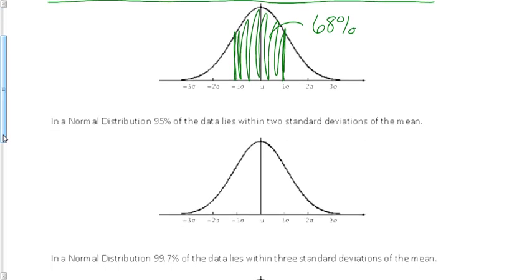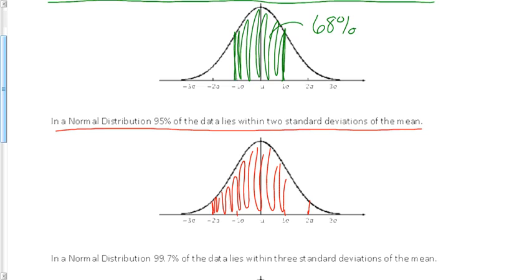Okay, the next number in the rule is 95. 95% of the normal distribution lies within 2 standard deviations of the mean. So if I went out 2 standard deviations in each direction, 2 up and 2 down, this part right here will cover 95% of all people, or of all pieces of data.